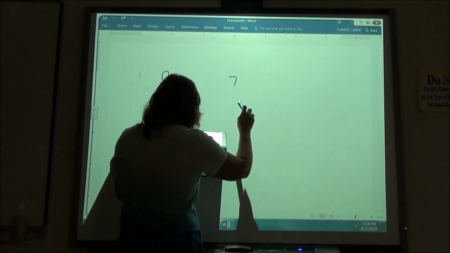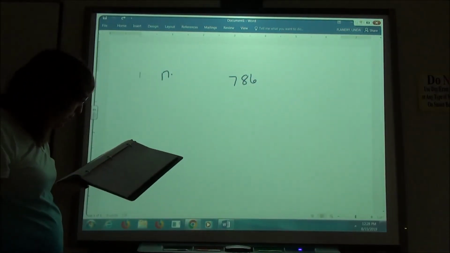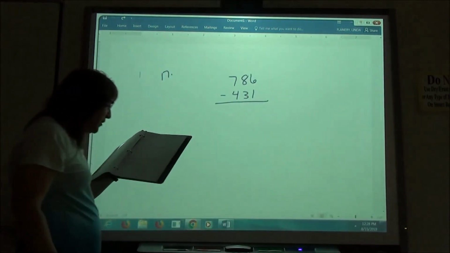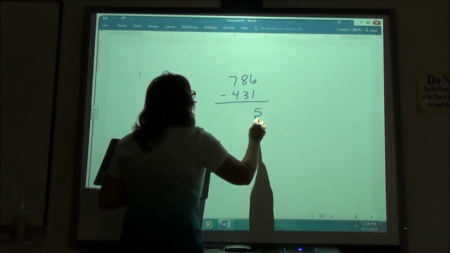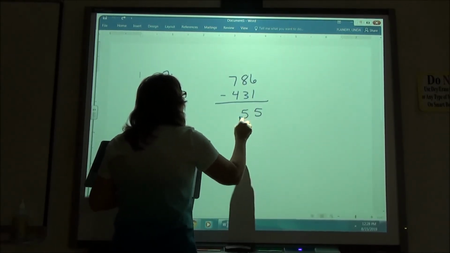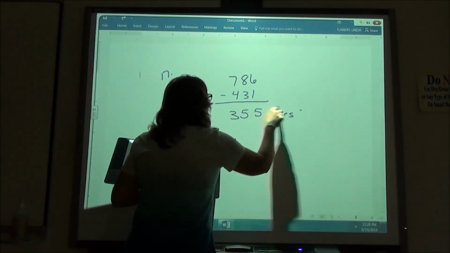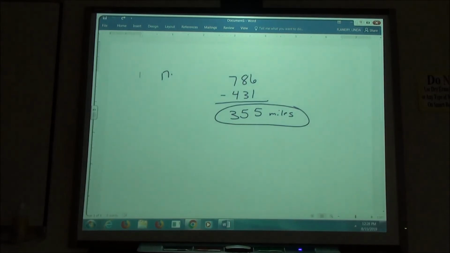The first one biked for 786 miles, and of course your top number is always going to be your bigger number. We're going to subtract the smaller number, which is the 431. And so 6 minus 1 is 5, 8 minus 3 is 5, 7 minus 4 is 3, and so she biked for 355 fewer miles.